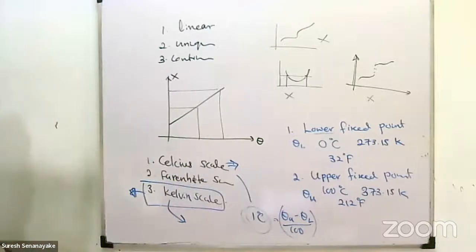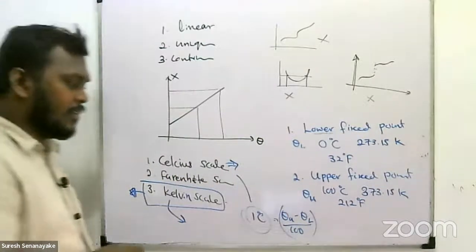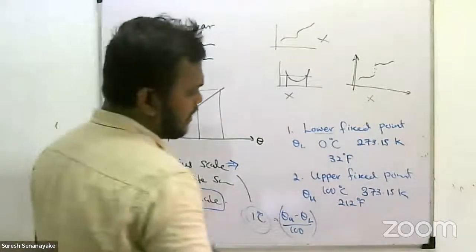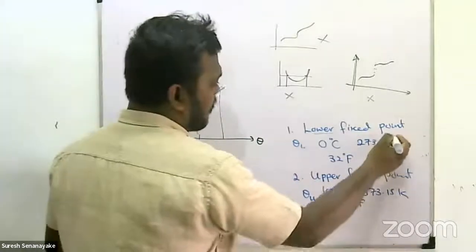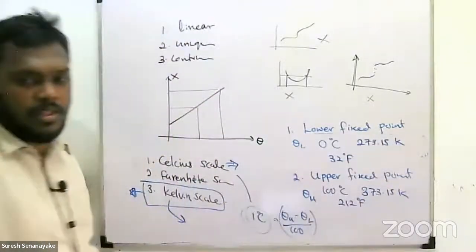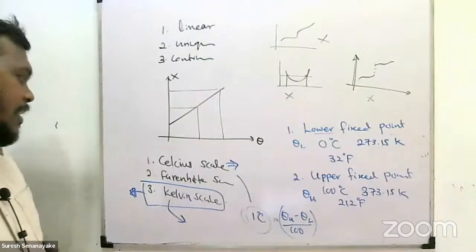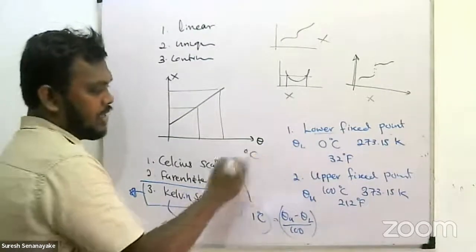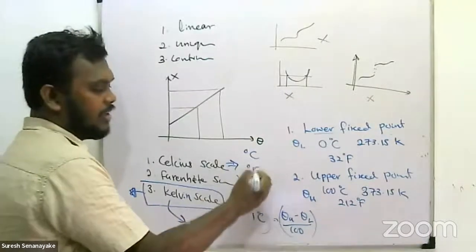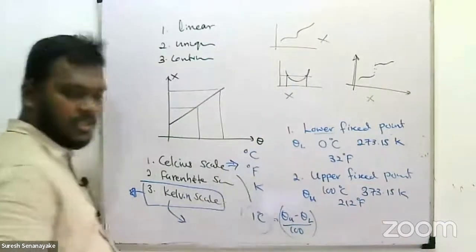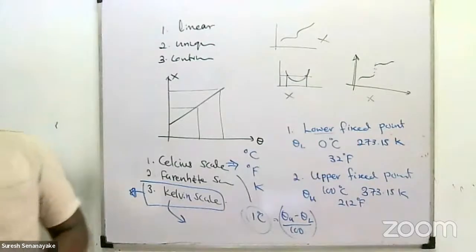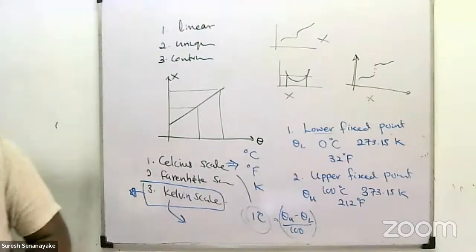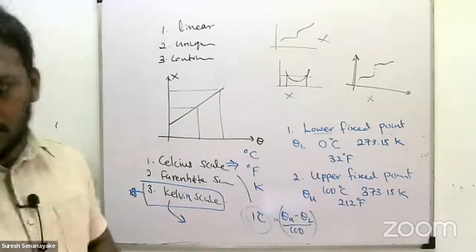Right? And also, when writing Kelvin, you don't need to put the small degree symbol there. But in Fahrenheit and Celsius, we use that degree symbol. They are Celsius degrees and Fahrenheit degrees. But in Kelvin, you directly use the SI unit K only. Okay.